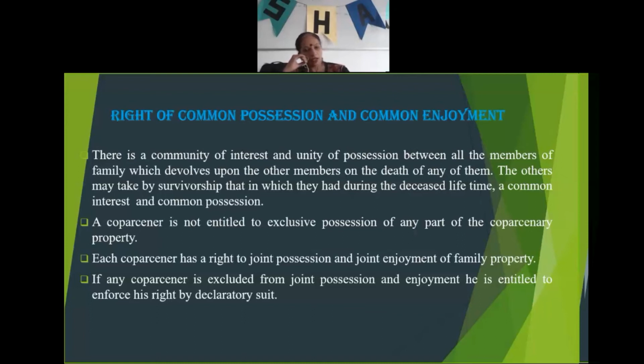Each coparcener has a right to joint possession and joint enjoyment of the family property. If any of the coparceners is excluded from the joint possession and enjoyment, he is entitled to enforce his right by a declaratory suit. He can file a declaratory suit and ask for action to be taken against his exclusion from the joint family property, its possession and enjoyment.